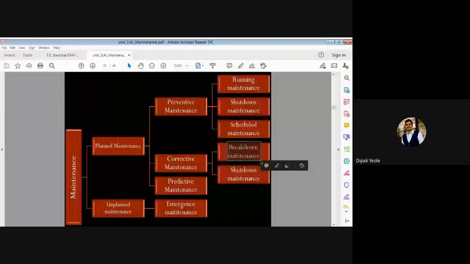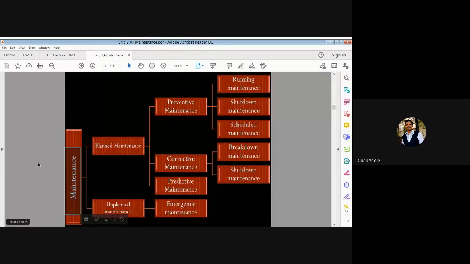Yes, so this is the main classification of maintenance, planned and unplanned. In the plan there are 3 types: preventive, corrective and predictive. In the preventive there are again 3 types: running, shutdown, scheduled. And in the corrective there are 2 options: breakdown and shutdown. Yes, so I hope this type of maintenance is clear to you.